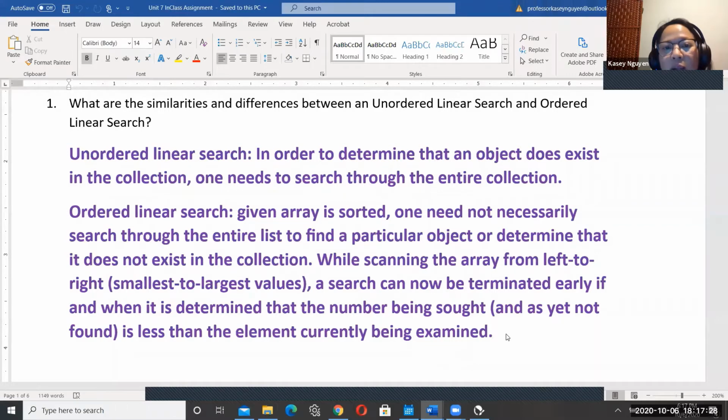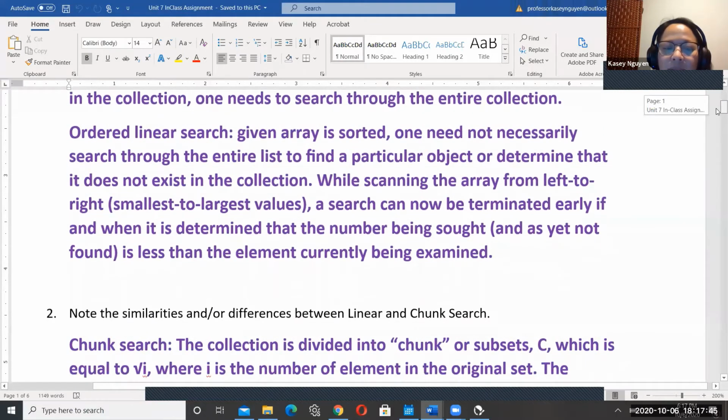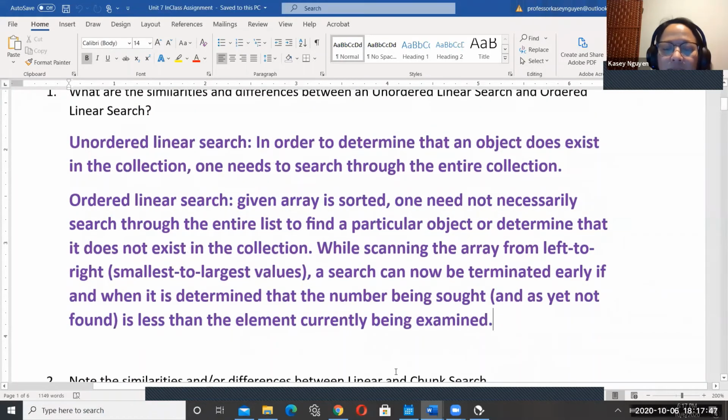Do you have any questions? For the quiz and test, make sure you understand the difference between an unordered and ordered linear search.